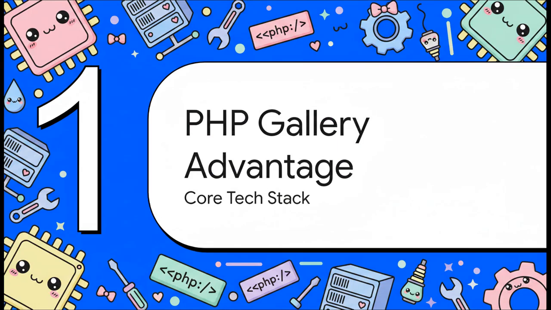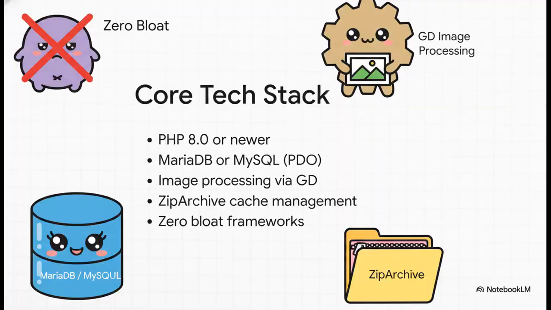Kicking things off with Section 1, the PHP Gallery Advantage. Let's look under the hood. Looking at the core tech stack, the very first thing you're going to notice is the intentional absence of modern bloat. It's refreshing. The system requires PHP 8.0 or newer, and it connects to MariaDB or MySQL using PDO. It leans heavily on native PHP extensions, specifically GD for high-speed, server-side image processing, and ZipArchive for highly optimized cache management. Notice what's missing?